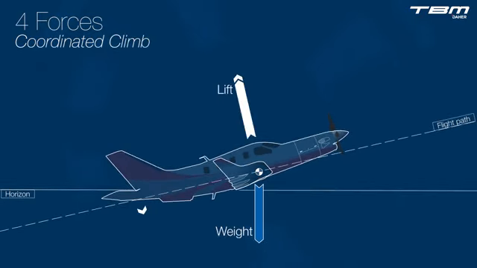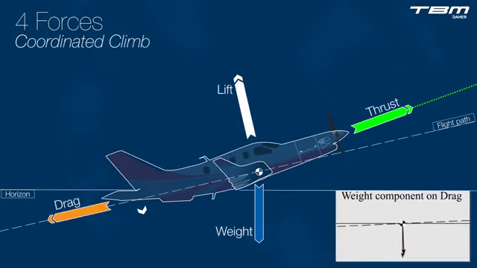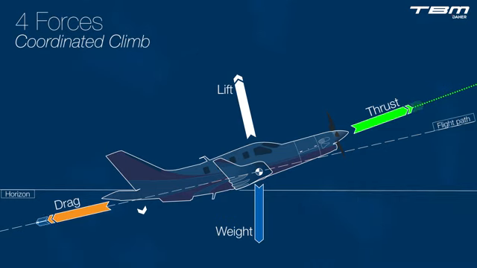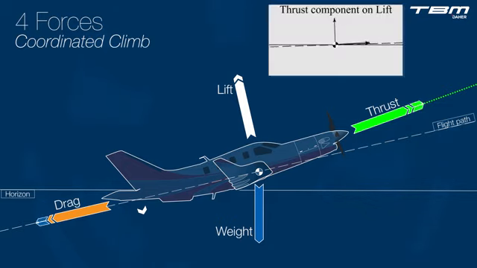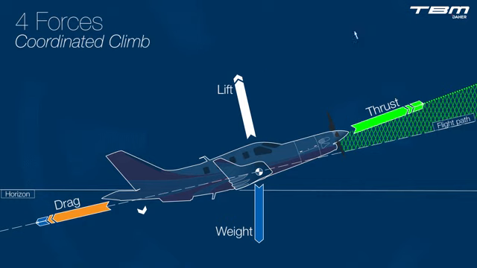Weight acts towards the center of the Earth, but during climb, a percentage of the weight has an aft component which opposes thrust. Lift remains perpendicular to the flight path, or relative wind. During climb, an angle of attack is created between the thrust line and the flight path, which provides a vertical component, increasing total lift. During a stabilized climb, performance is limited to the amount of excess thrust available at a given speed.